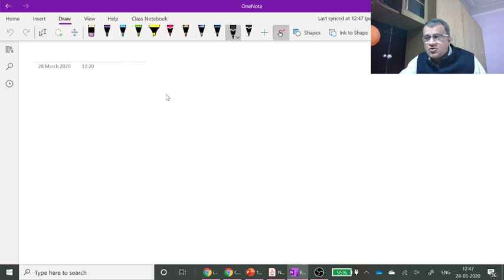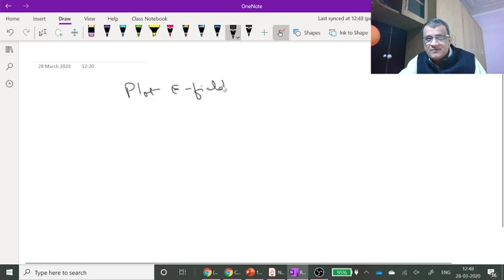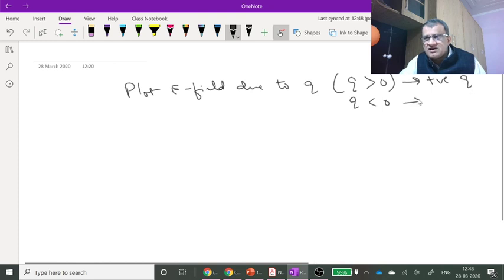Okay, so what was asked? There were two questions. Say, plot the electric field due to Q when Q is greater than 0. Now the same question could have been asked like this. What does it mean? This one means it is a positive charge. This one means it is a negative charge.